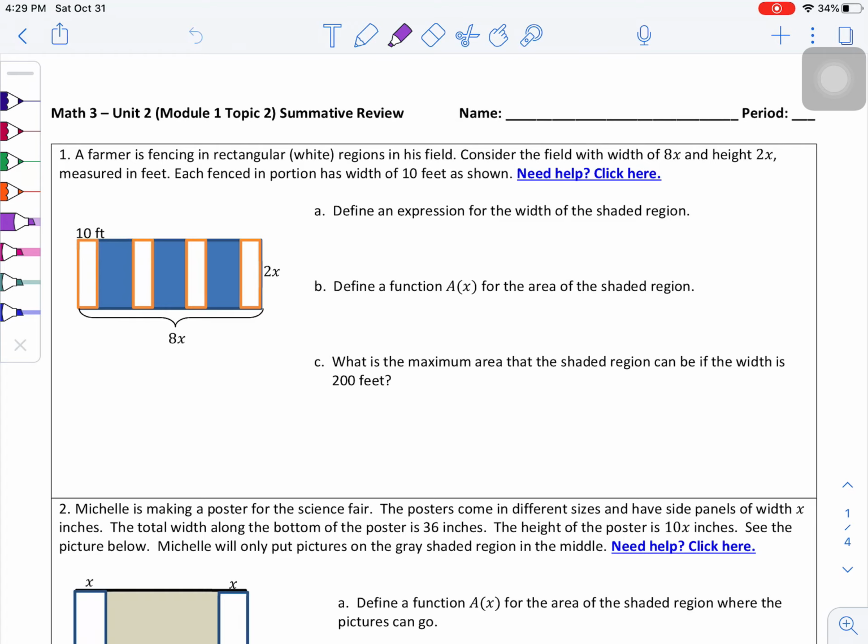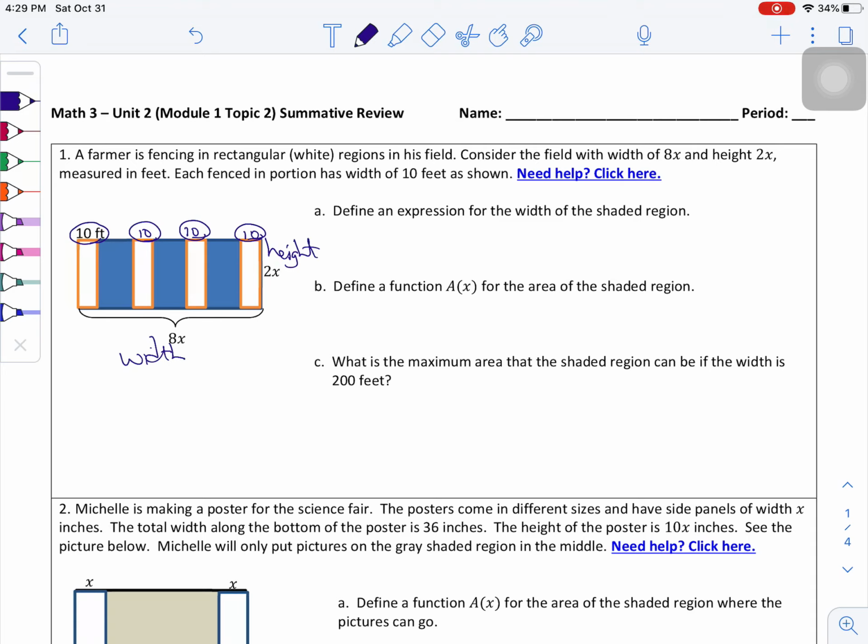So a farmer is fencing in rectangular white regions on his field, okay? Consider the field with a width, so I'm going to mark width of 8x, so this is width, and a height of 2x measured in feet. Each fenced in portion has a width of 10 feet as shown. So that means this is 10 feet. This would also be 10 feet. There's another 10 feet right here and another 10 feet right here.